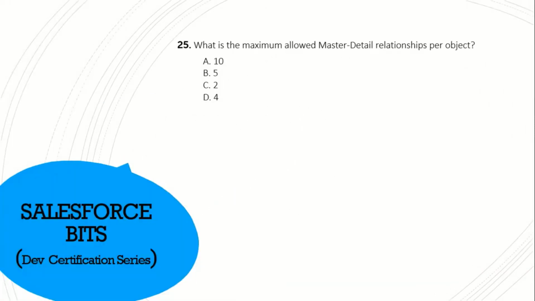The last one is, what is the maximum allowed master detail relationship per object? It's only 2 master detail relationships allowed per object, meaning one master object can have 2 child objects.